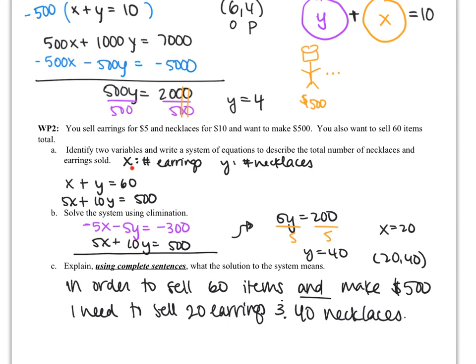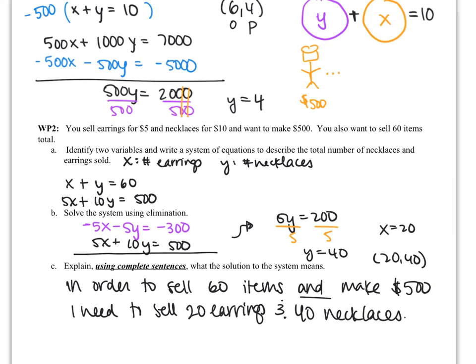So I started by letting X represent the number of earrings and Y representing the number of necklaces. I know that I want to sell 60 items. Now I don't know how many earrings I'm selling, but I'm selling X of them, and I don't know how many necklaces I'm selling, but I'm selling Y of them. But if I added all of the earrings to all of the necklaces, I know that I need that to equal 60 items. Now for the money, I know that every earring that I sell is worth $5 and every necklace that I sell is worth $10, and I want to make a total of $500.